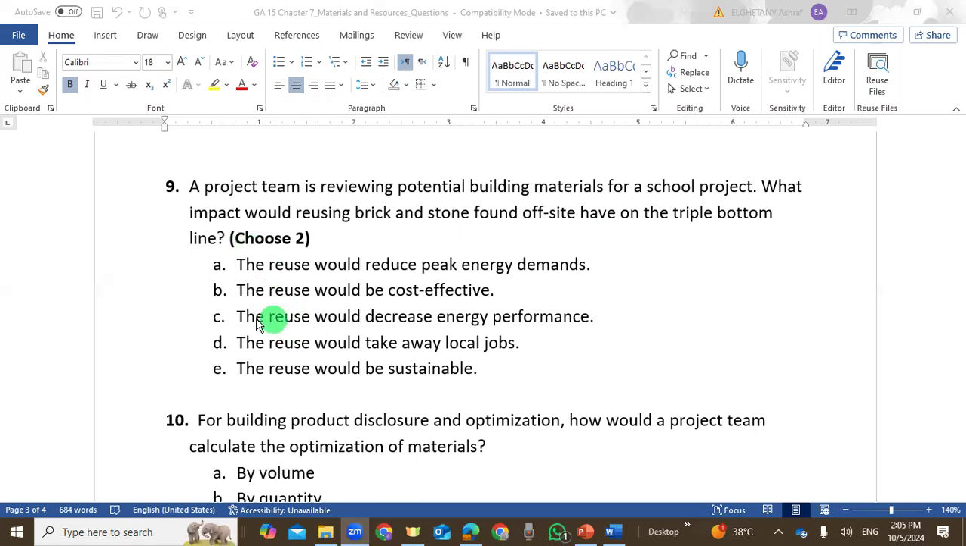B and D. B is the reuse would be cost effective. The reuse would be sustainable. Triple bottom line. The reuse would reduce peak energy demand. The reuse would be cost effective. The reuse would decrease energy performance. The reuse would take away local jobs. The reuse would be sustainable. Of course, reuse is sustainable. What else of the other four?